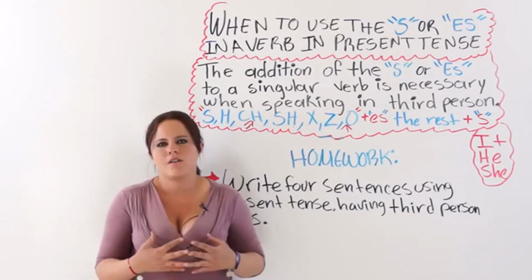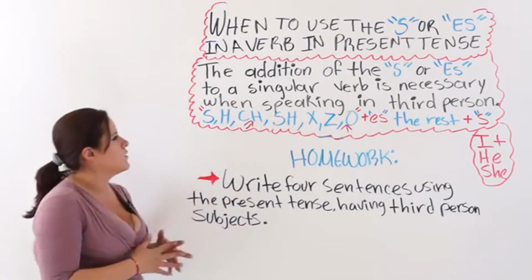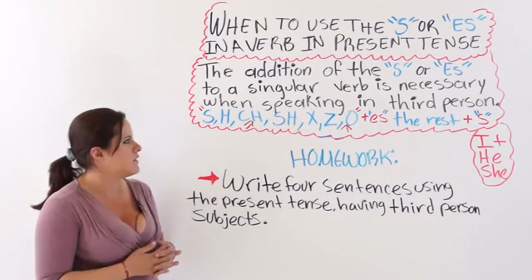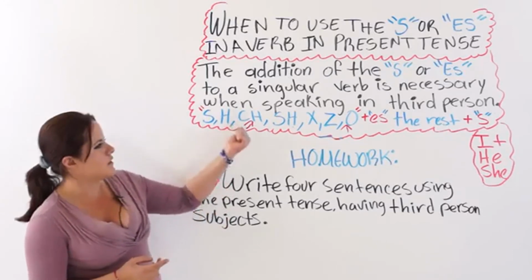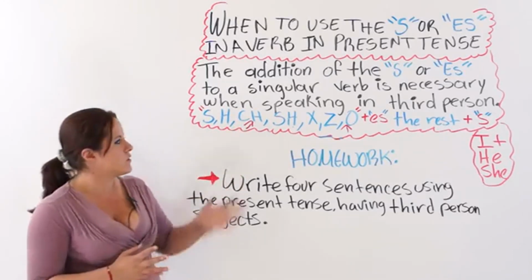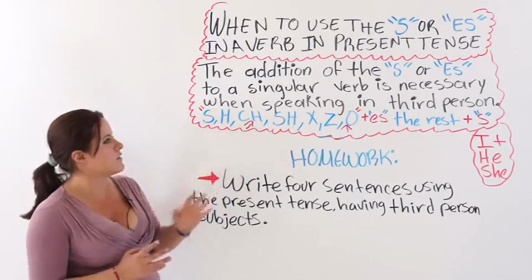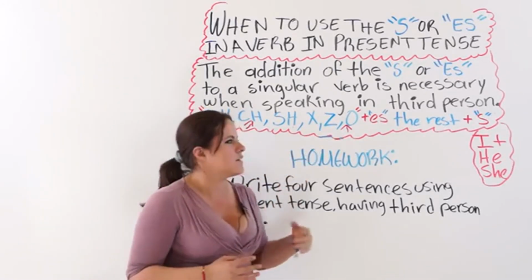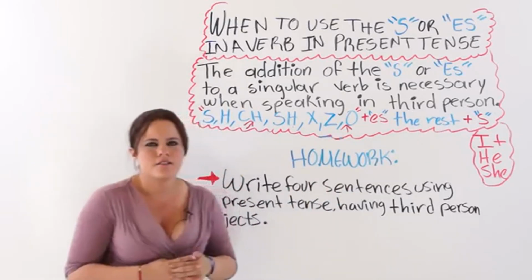Alright, so remember the rule, and if you need to, please write it down, that when you have a verb that ends in one of these letters or sets of letters, you will add es, and to the rest of them you will add s when speaking in third person.